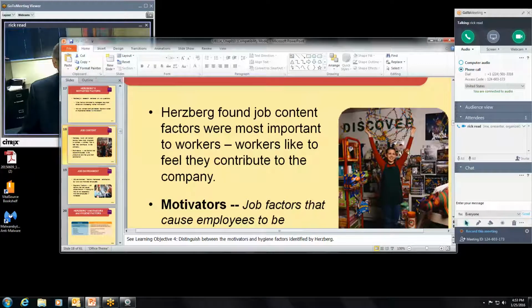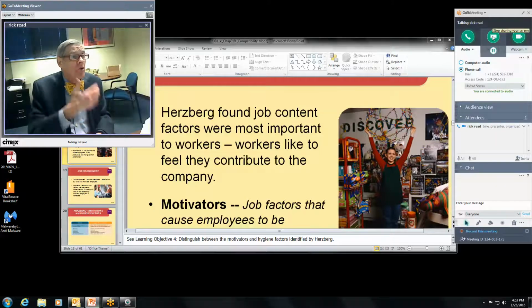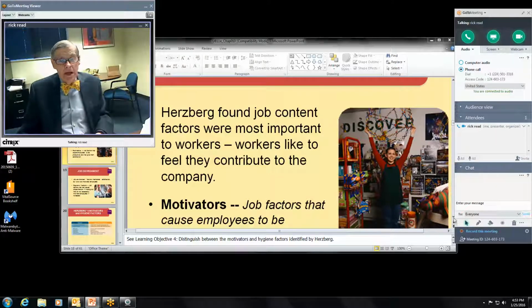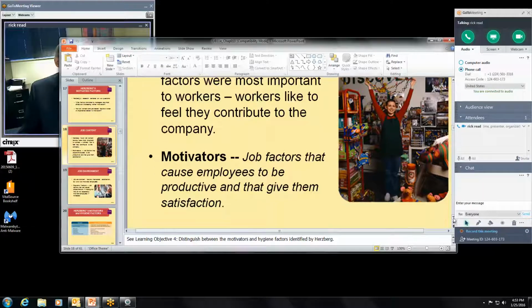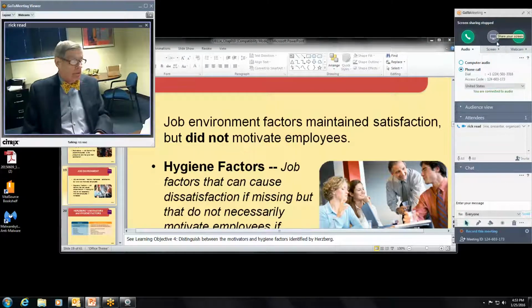And he breaks this down into the content of the job and then into the context of the job. So he felt that the motivators were things within the content of the job that help motivate people. And conversely, he felt that the hygiene factors were in the context of the job. And we can look at the hygiene factors, and they're down here in figure 10.2 at the bottom of page 275.